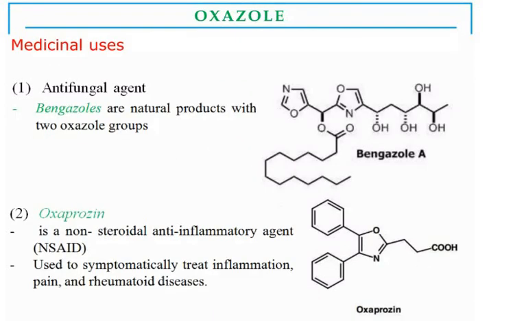My friend, oxazole ring is also important related to antifungal agents. So benzoxazoles are natural products with two oxazole groups. You can see benzoxazole A, which contains two oxazole rings, this ring and this ring.